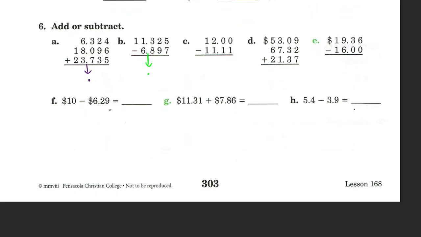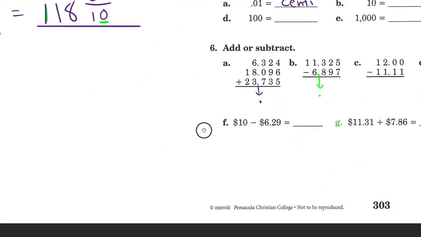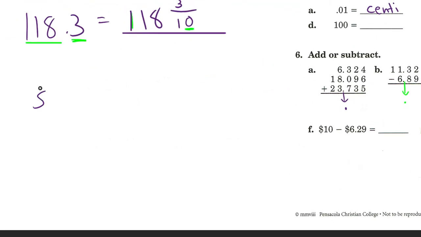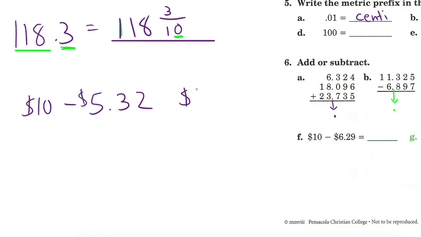Alrighty, $10 minus $6.29. So let's do an example question here. Let's do $10 minus $5.32. So we have our $10 here.